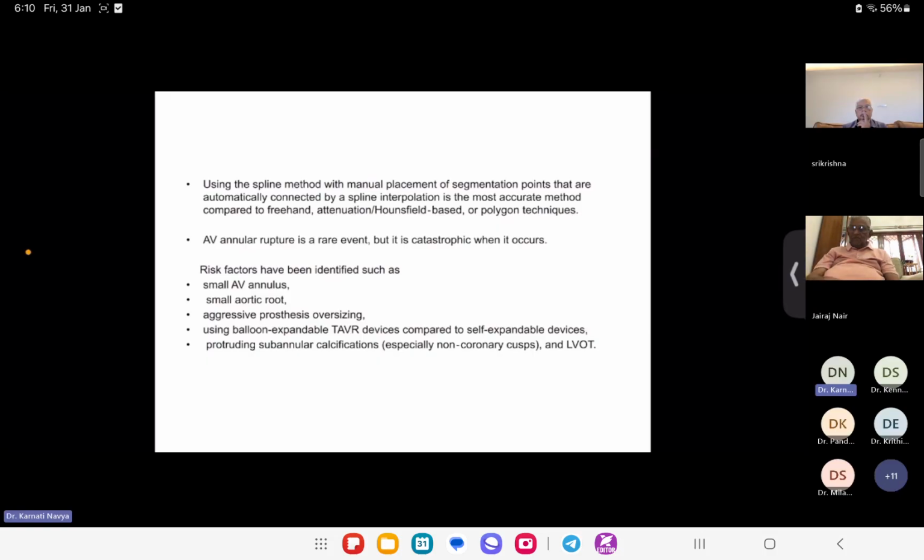Aortic valve annular rupture is a rare event, but it is catastrophic when it occurs. The risk factors have been identified, such as small aortic valve annulus, small aortic root, aggressive procedural oversizing, using balloon-expandable TAVR devices compared to self-expandable devices, protruding subannular calcifications, especially non-coronary cusps and LVOT.